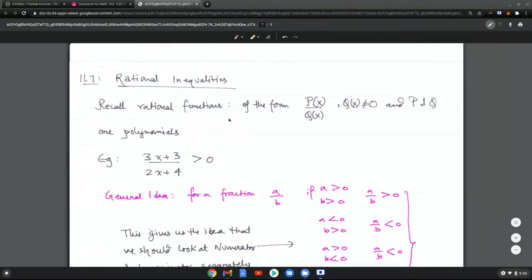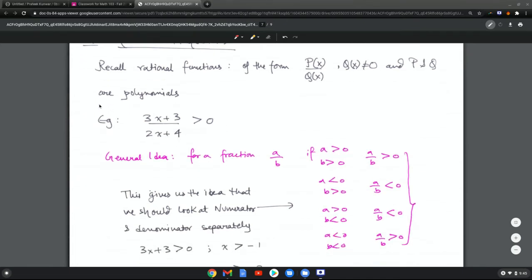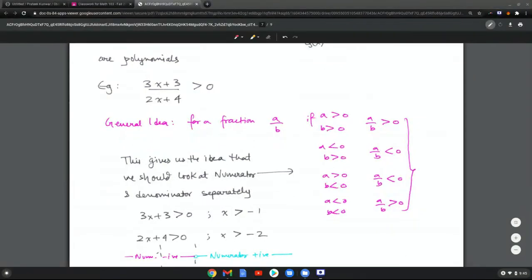Rational functions are functions of the form p(x) over q(x), where q(x) is not zero, and p and q are polynomials. Example, (3x + 3) over (2x + 4) greater than 0. Now, before we learn how to analyze that, let's look at a very simple example of just a fractional number.